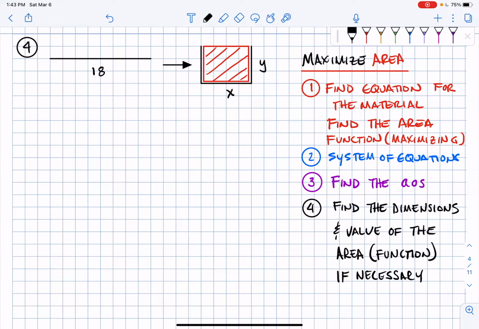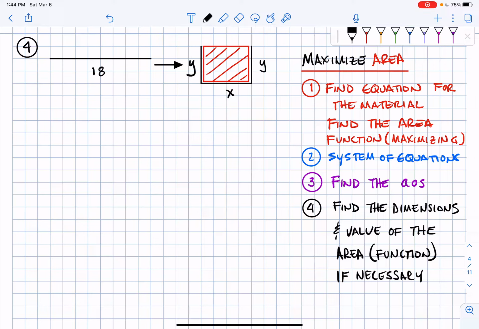Okay, so again, find the equation for the material and find the area function. Because I'm maximizing area, the function has to be based on area. So the material I have is 18 inches and it's going to be bent up. So I'm going to have the bottom of the gutter and I'm going to have the sides of the gutter, right? And the sides of the gutter, I'm going to call y just because they're along the lines with the y-axis, and the x is the base or the bottom, because that is going along with the x-axis, okay? So that's what I'm going to do.